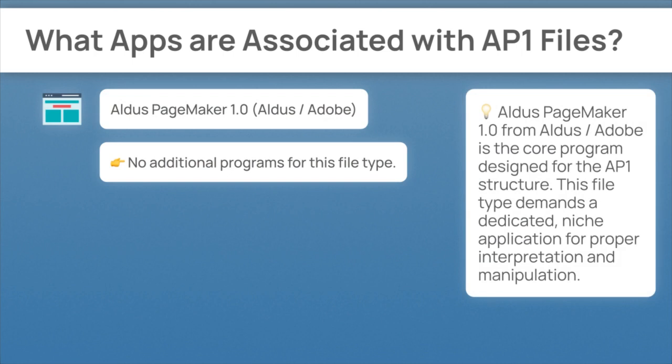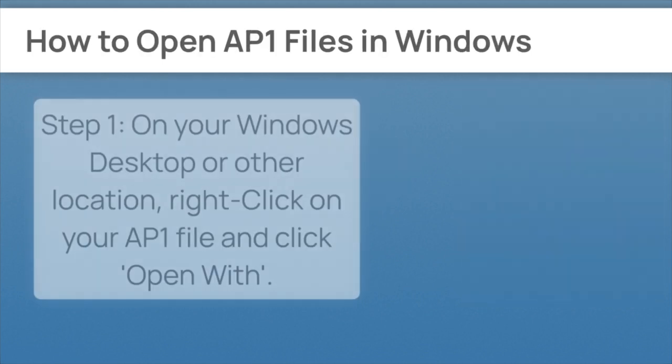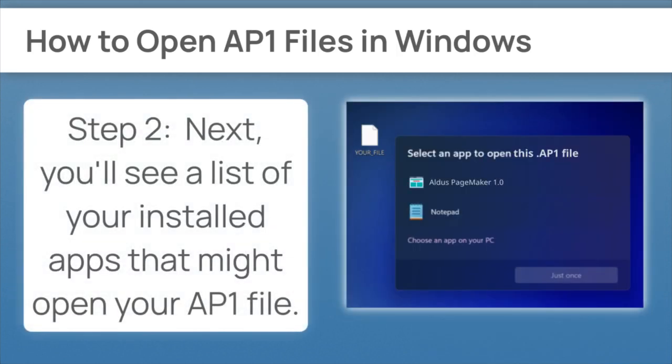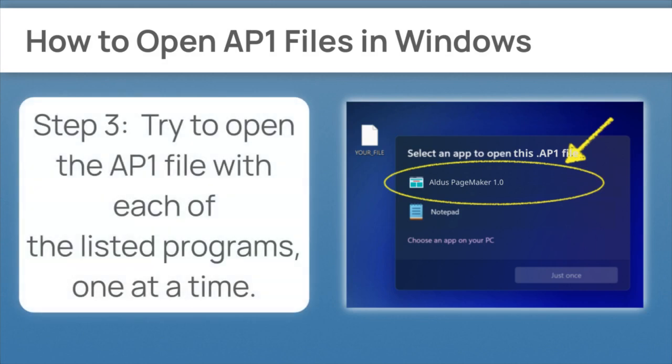Windows cannot decode design layers or objects, so layout-aware programs must open them. Your first step toward a working file: right-click the AP1 file and select Open With. If Aldus PageMaker 1.0 is on your system, try that first. If not, try another option immediately.